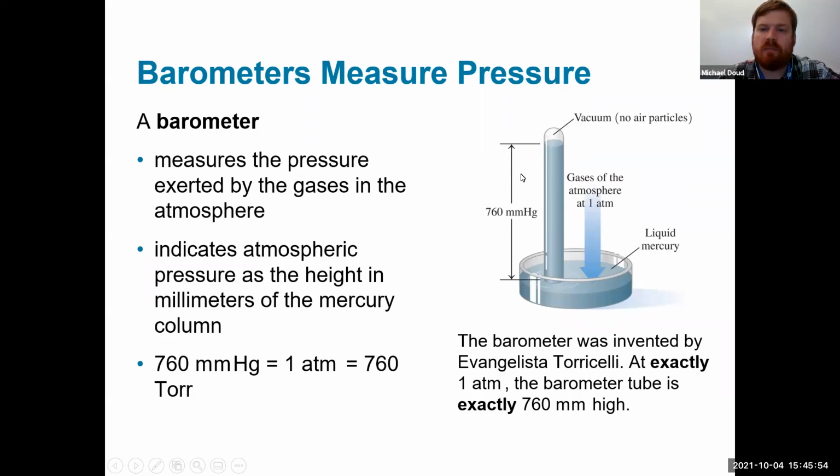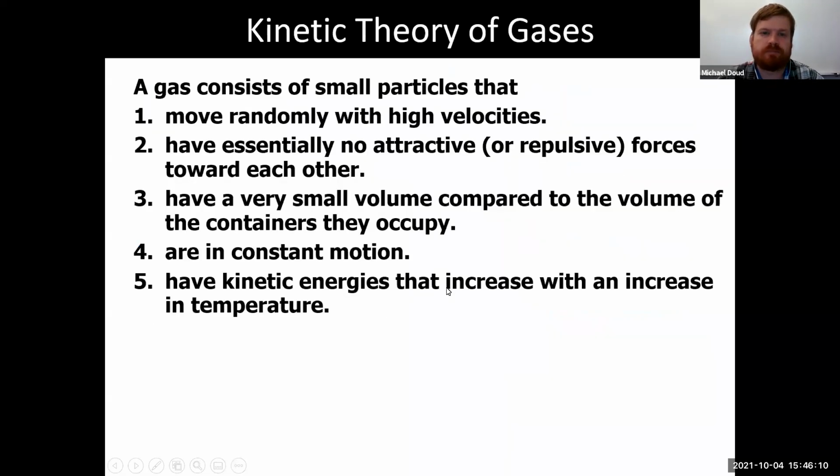So this gives us a measurement here of 760 millimeters of mercury. We have a big story to tell about the barometer in the future, but I just wanted to explain that to you now and also show you the conversion factor that 760 millimeters of mercury equals 1 atmosphere, and that also equals 760 torr.